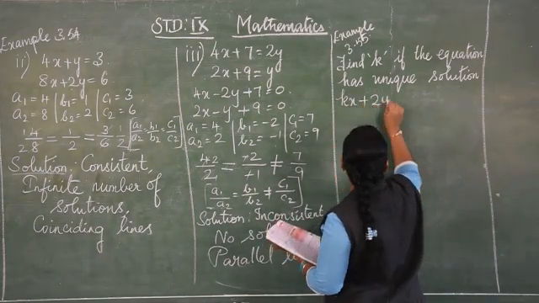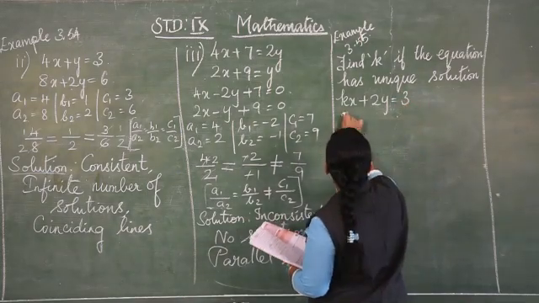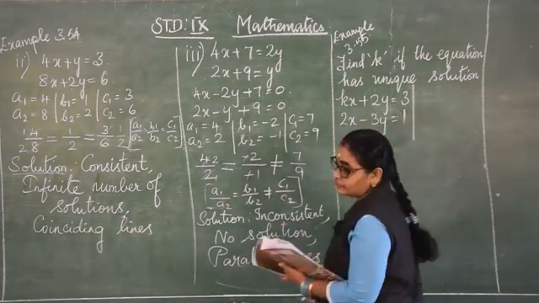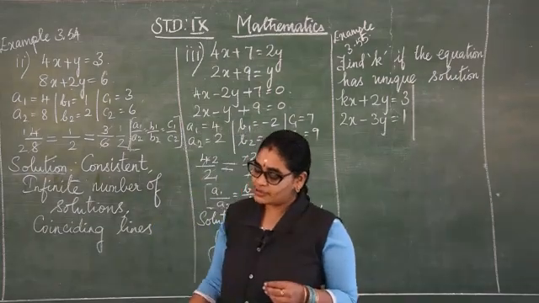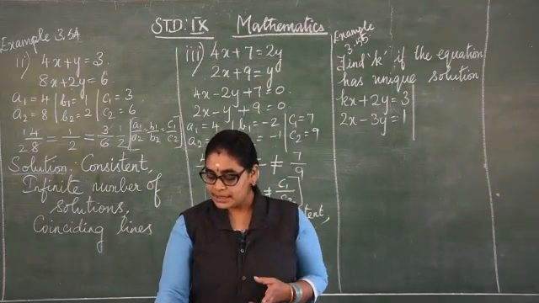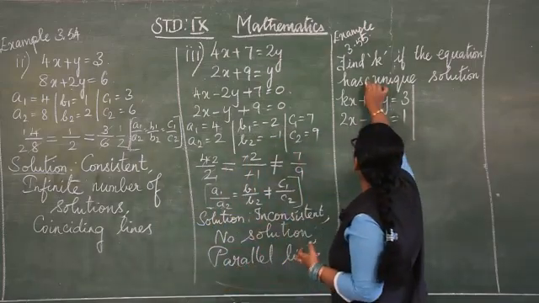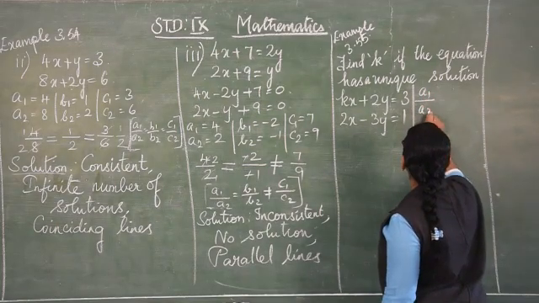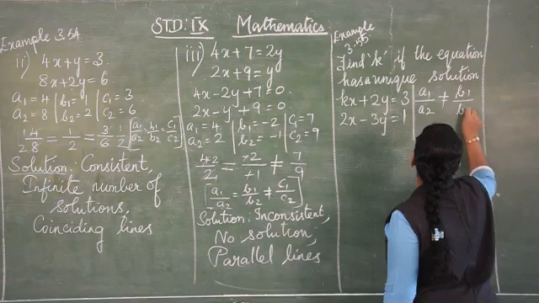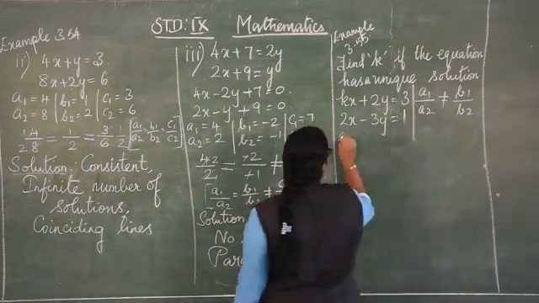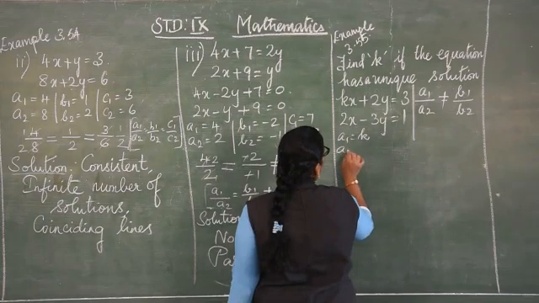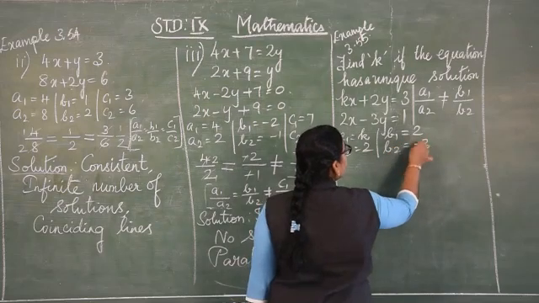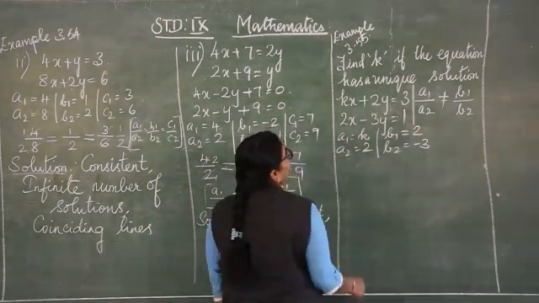The question is kx plus 2y equal to 3, 2x minus 3y equal to 1. You have to find the value of k for which the given system of equations has a unique solution. So for a unique solution we must have a1 by a2 should not be equal to b1 by b2. So now what is your a1? k. a2 is equal to 2 and b1 is equal to 2, b2 is equal to minus 3. Apply the values, it should not be equal to.